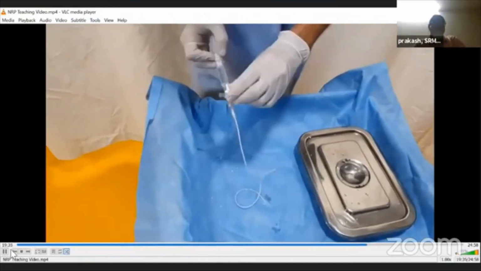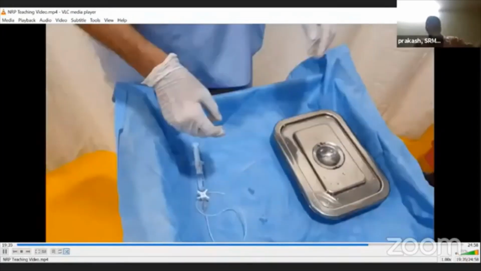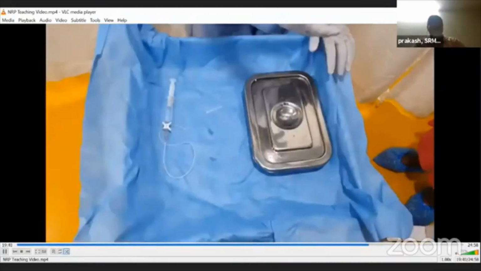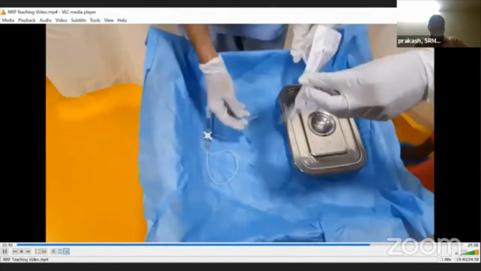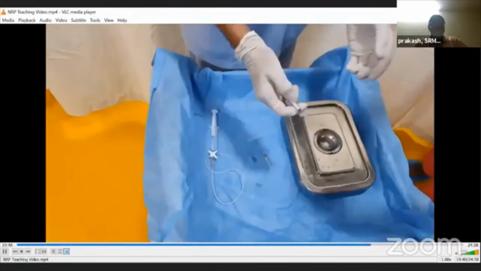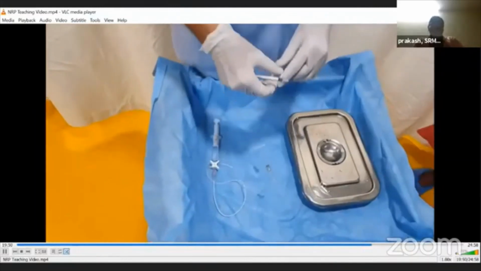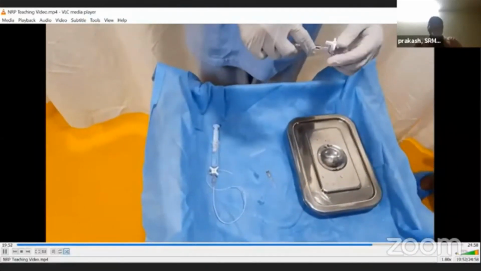Now I'm going to flush the catheter here. Now I'm ready with my umbilical catheter. Mr. Surya, can you please give me another 1 ml syringe, a 3-way stopcock, and adrenaline, which is already prepared in the 10 ml syringe.